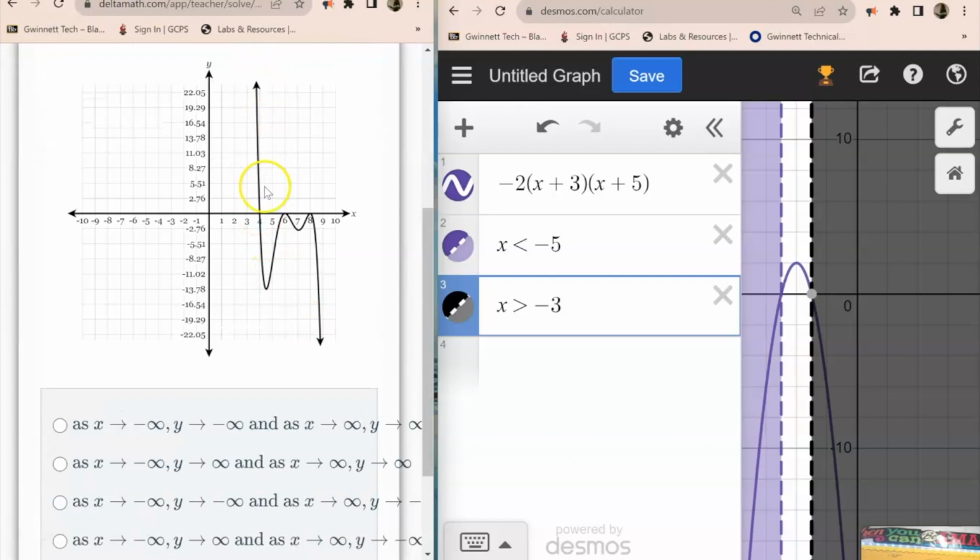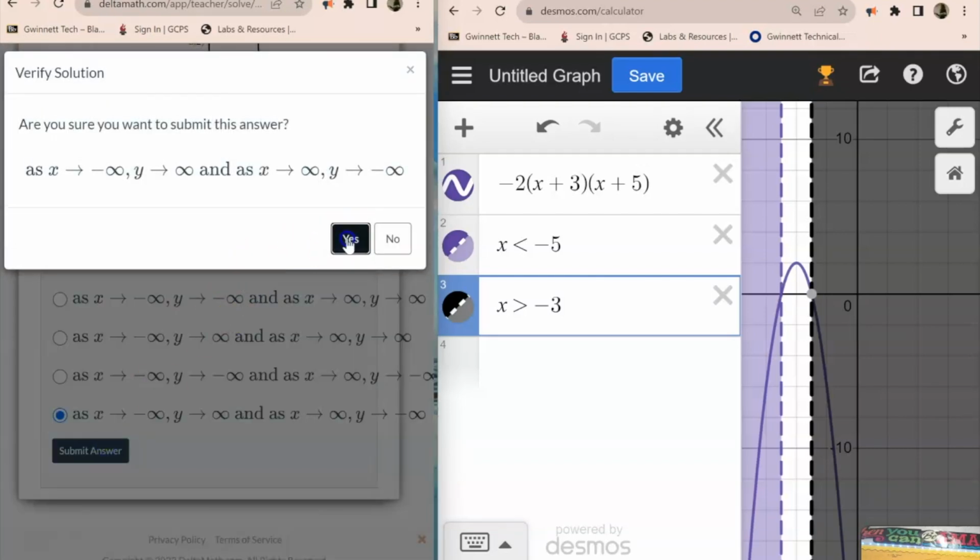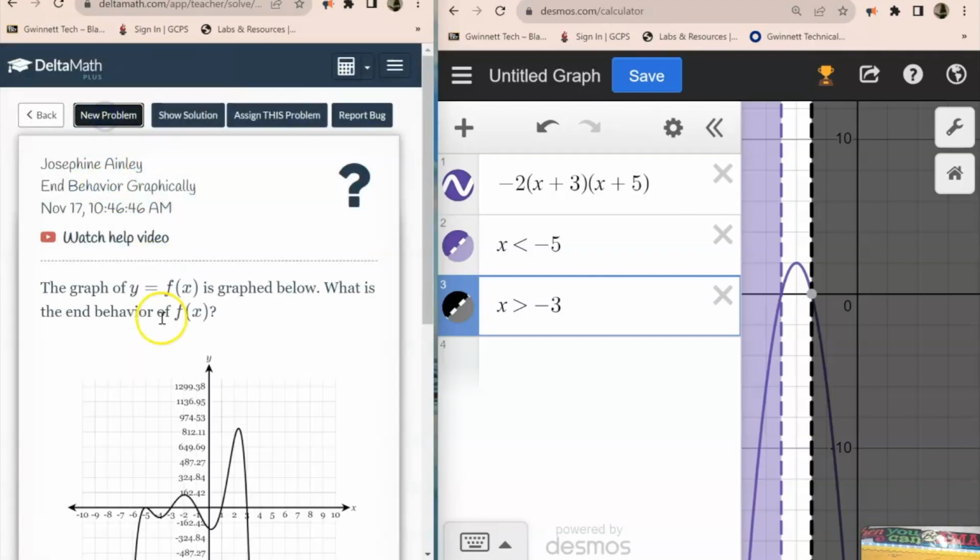So on the left, when x is going left, so this is left, right? On the left side, it's going to infinity. So it's either this one or this one. And then on the right side, it's going to negative infinity. So this is going to positive infinity. This one is going to negative infinity. All right, I'm going to do one more just to make sure you're okay with that one.